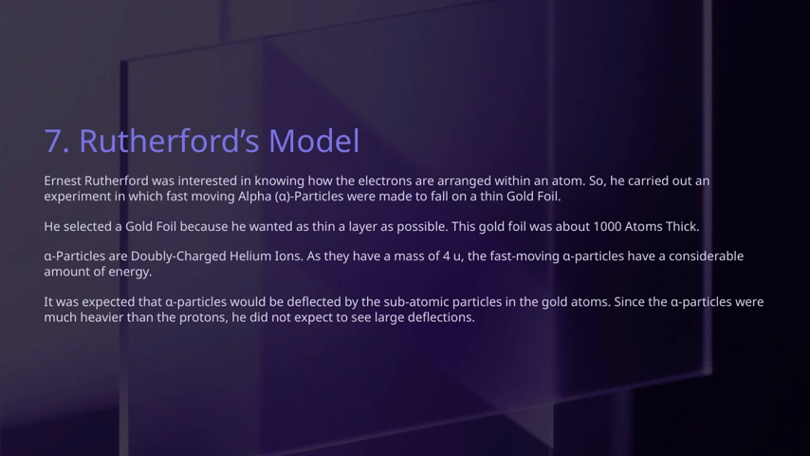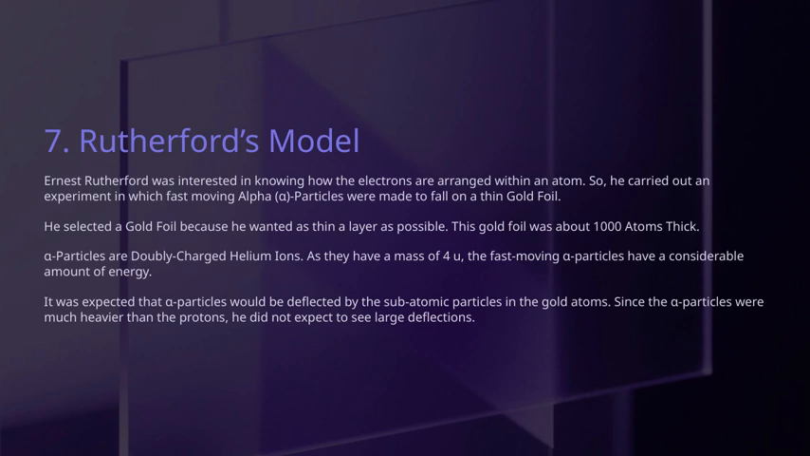Now, these alpha particles have quite a bit of energy because they have a mass of 4 atomic units and carry a double positive charge. Rutherford expected that, when these particles hit the gold atoms, they would mostly pass through or be slightly deflected by the electrons and the nucleus. Since alpha particles are much heavier than electrons, he didn't anticipate seeing large deflections. This experiment was crucial because it challenged the existing ideas of the atom's structure and led to the discovery of the nucleus, a tiny, dense, positively charged core.